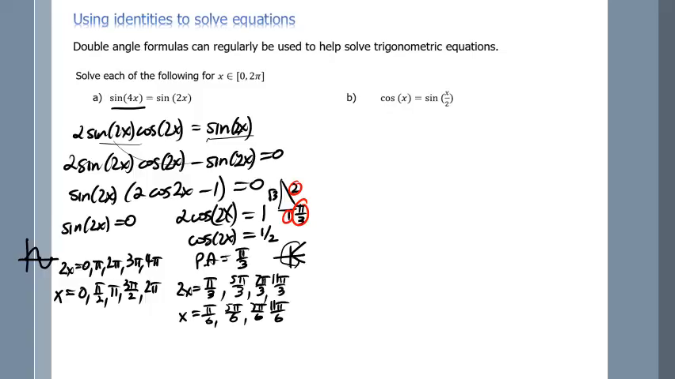So our solutions here are x equals 0, pi on 6, pi on 2, 5 pi on 6, pi, 7 pi on 6, 3 pi on 2, 11 pi on 6, and 2 pi. So we have lots of solutions from 0 to 2 pi.